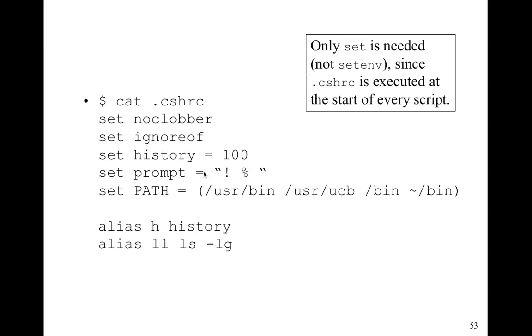So only a set is needed, not a set environment, since the script is executed at the start of every script. So every time you load a script, this is the interesting thing. You write a script and you create a login for your shell. You say run the script in this shell. You have two forms of automation going on. You have the login script for the shell that's open to run the script, and then you have the script.